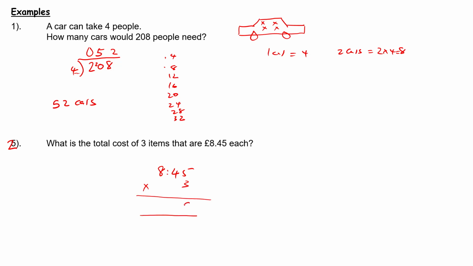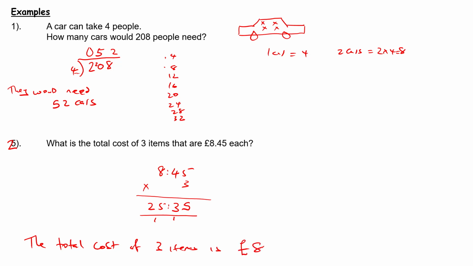3 times 5 is 15, so it's 5, carry the 1. 3 times 4 is 12, plus the 1 is 13, so 3 carry the 1. And then 3 times 8 is 24, plus 1 is 25. So at the end, oops, I didn't write a sentence here. They would need 52 cars, and here, total cost of 3 items is £8.45. Whoops. Well, that's the cost of 1.